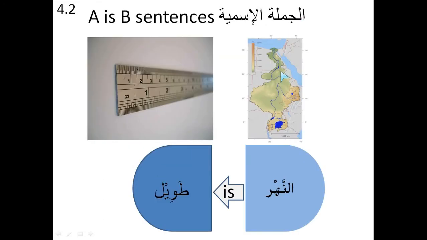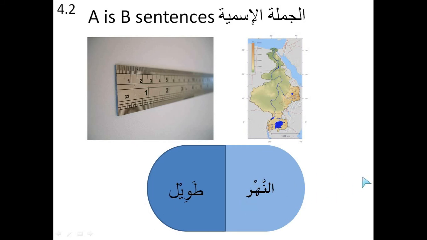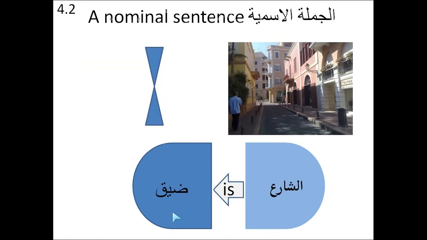Here we have the Nile River, a river, an-nahr, and we have a ruler signifying that it's very long, طويل. So if we wanted to say an-nahr is طويل, we would just put the two words together and we would get an-nahr طويل. I'm deliberately not saying the endings because we'll explain what that has to do with this table in a moment. The river is long.